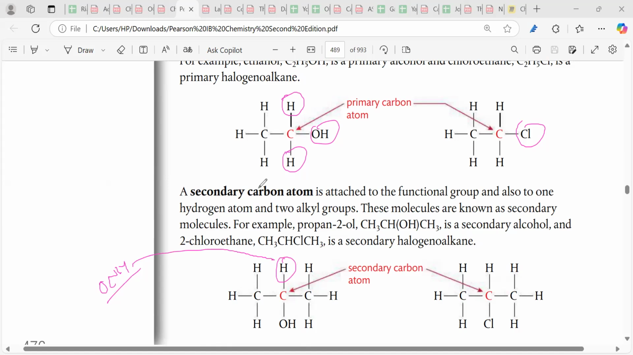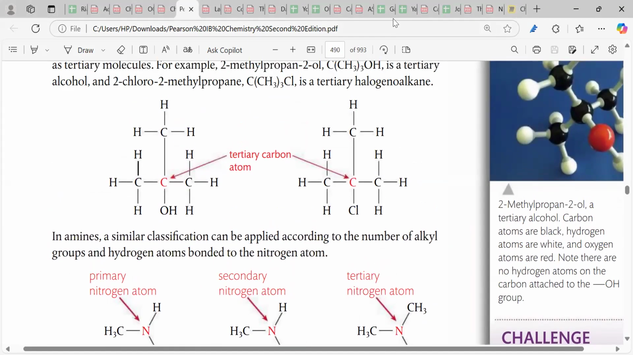A tertiary carbon atom is a carbon atom which is connected to no carbon. Sorry, no hydrogen. Is it clear? Did you get this thing? No hydrogen. Fine. So this is a very important part.